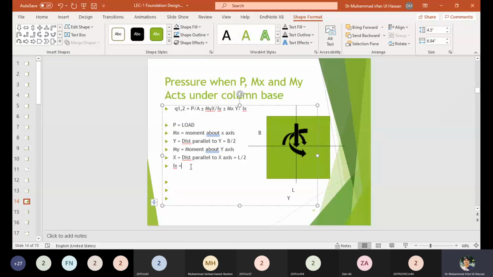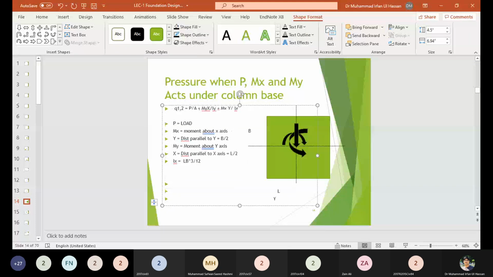Ix क्या होगा और Iy क्या होगा इस केस में? Ix is lb³/12 and Iy is bl³/12. इस तरह ये सारी वैल्यूज जो आ रही हैं, यूज हो रही हैं, ये मैंने बता दी हैं.